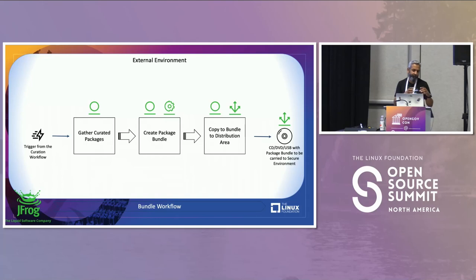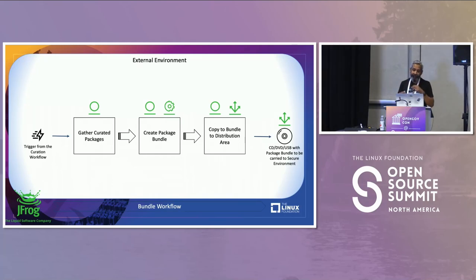So the problem is, if you are moving this to an air-gapped environment, you might want to copy this bundle to a distribution area so that we could do what we call an offline distribution. That means it could be downloaded onto your USB drive or a DVD or a CD, and then somebody has to physically transfer this to the secure environment. So the automation aspect of creating the bundle, or curation, is what is going to save you time.